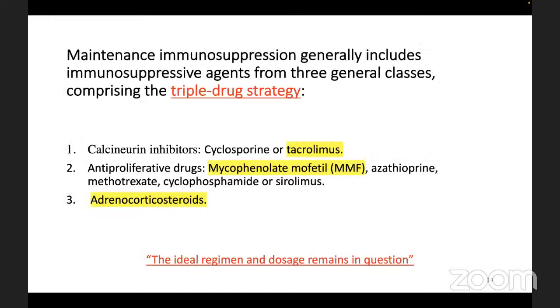Moving on to maintenance immune suppression, it generally includes immune suppressive agents from three general classes, also called the triple drug therapy or strategy. The first is the calcineurin inhibitor, whether cyclosporine or tacrolimus. The second is anti-proliferative drugs like MMF, azathioprine, methotrexate, cyclophosphamide, or sirolimus. Most of the time they use only one antiproliferative with one calcineurin inhibitor in combination with steroids, but sometimes they may combine two antiproliferative drugs. Anyways, the ideal regimen and dosage is controversial, and it depends on the center, the multidisciplinary approach, and the patient's factors.